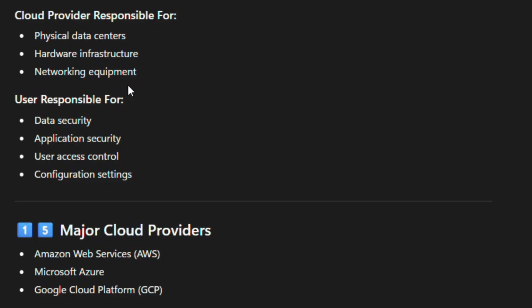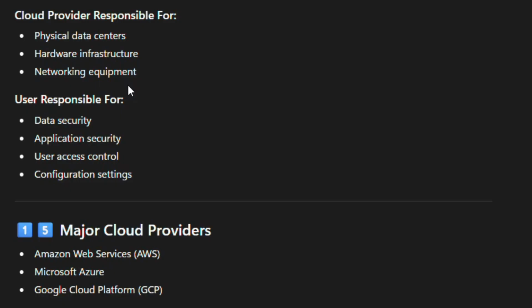The cloud provider is responsible for physical data centers, hardware infrastructure, and networking equipment. And the user is responsible for data security, application security, user access control, and configuring the settings.